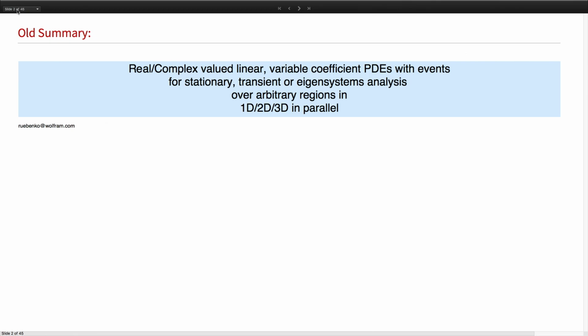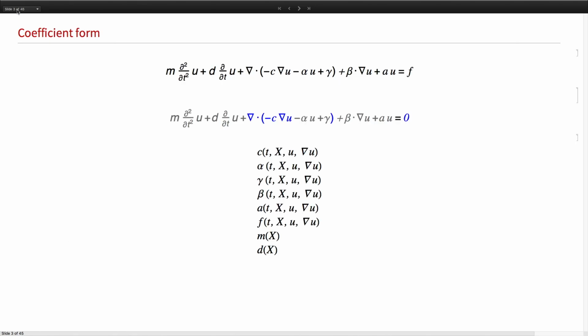We can do stationary, transient, or eigensystem analyses of arbitrary regions in 1, 2, and 3 dimensions, and we can do that in parallel. So the last 1.5 years I spent eliminating one word on this slide. I wanted to get rid of the linear, and that's what this talk is about. So I'm talking about nonlinear partial differential equations.